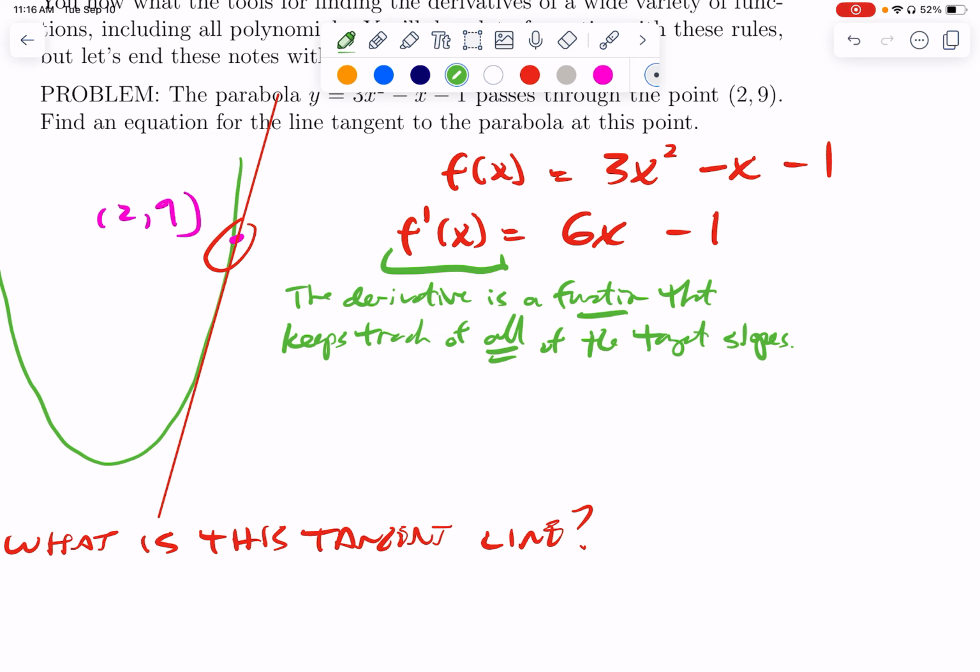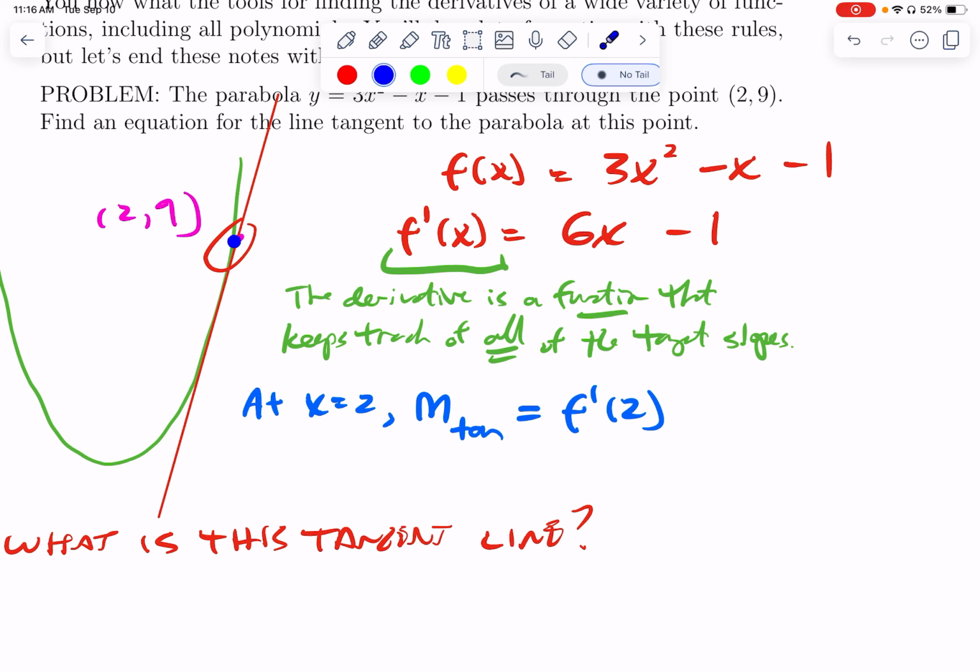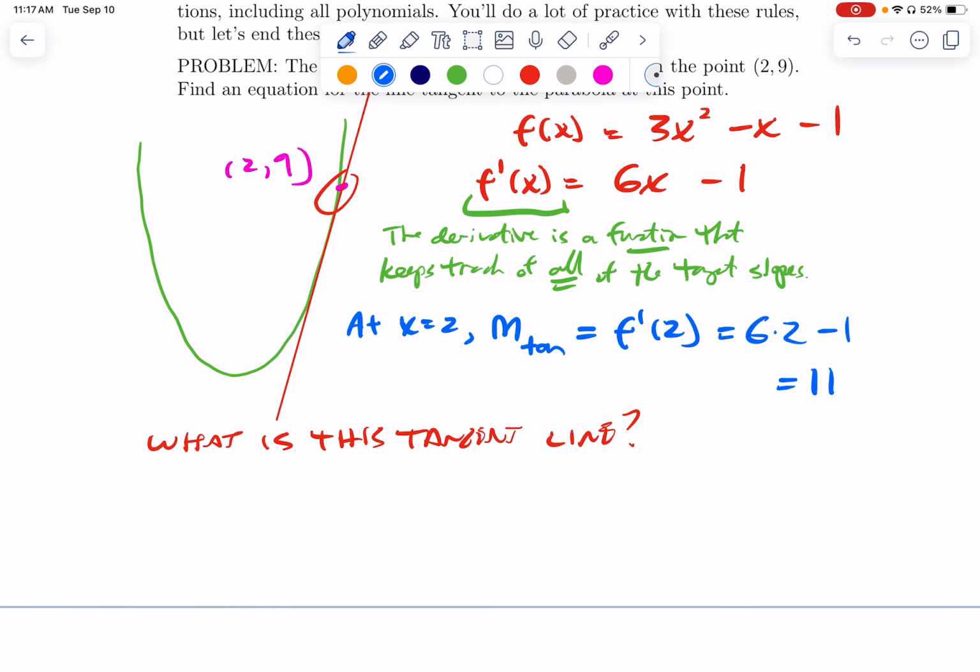Now for this problem, we don't really care about all of the tangent slopes. We really only care about this one. So we really just care about the tangent line that occurs at x equals 2. So very specifically for this problem, at x equals 2, the slope of the tangent line would be f prime of 2. f prime of x is a general formula for finding slopes in a general way. f prime of 2 means what is the slope of the tangent line at x equals 2 for this particular function f. If we plug that in, we get 6 times 2 minus 1, which is 11.